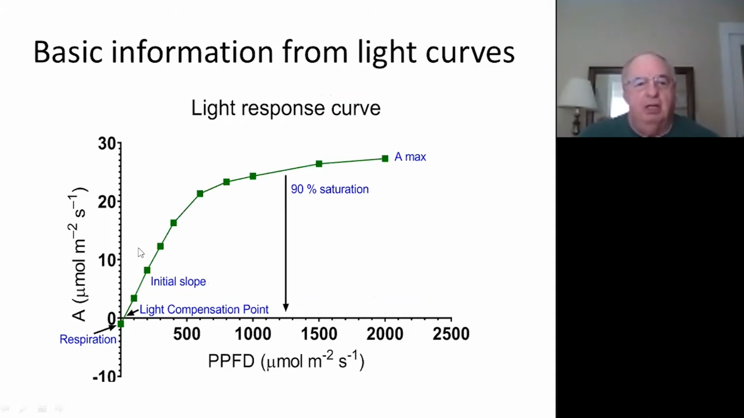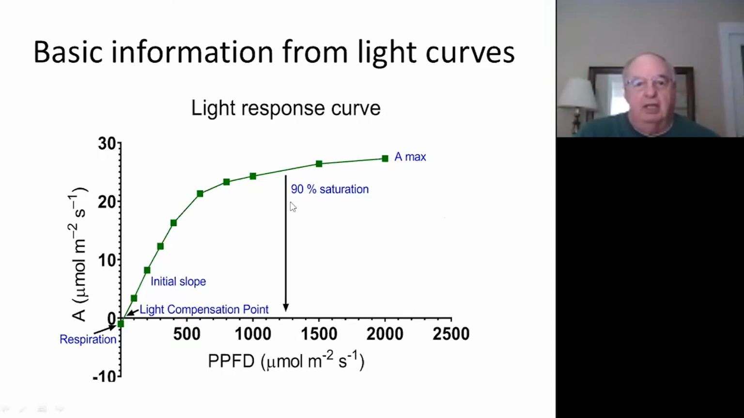So here is just a plot of CO2 assimilation rate, A, on the y-axis, and photosynthetic photon flux density on the x-axis. The green symbols indicate data points plotting A versus PPFD. Some of the parameters that we can obtain from a curve like this for any species are the maximum rate of assimilation at about 2,000 micromoles of light, and that's about full sunlight. So we seldom go above that.